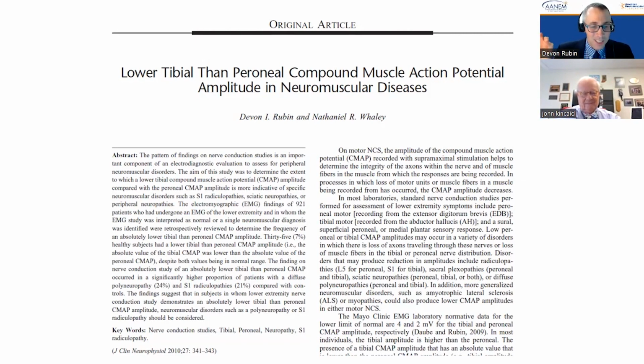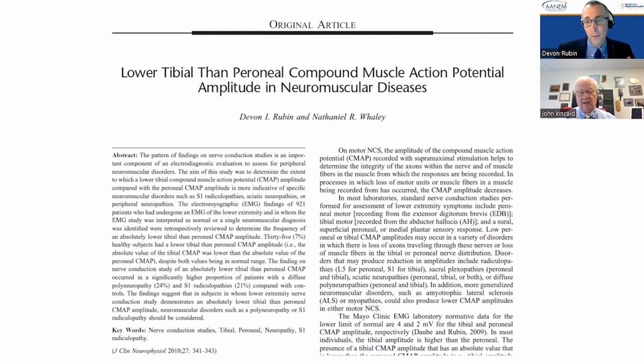Right. So this was a small study one of our fellows did, where we took our patients that had an absolutely lower tibial motor amplitude compared to the fibular motor. Because we know the normal values, the tibial is usually higher than the fibular. We only found a lower tibial than fibular in 7% of normal people. So almost always the tibial is higher. And in about equal amounts, they either had neuropathy or S1 radiculopathies, which you would kind of expect. So that counters the point that it's always the fibular more than the tibial in a length-dependent neuropathy.